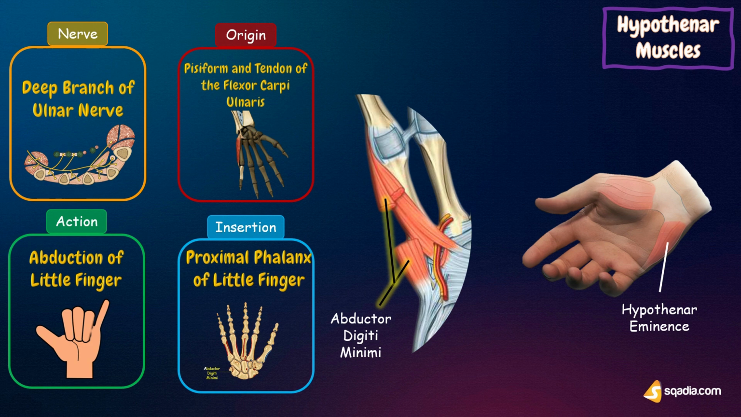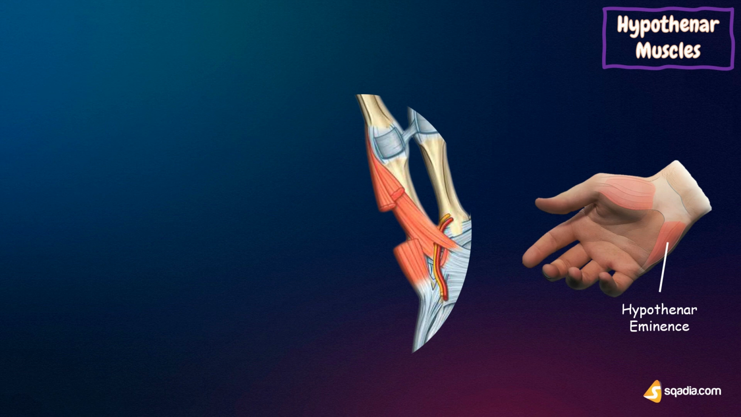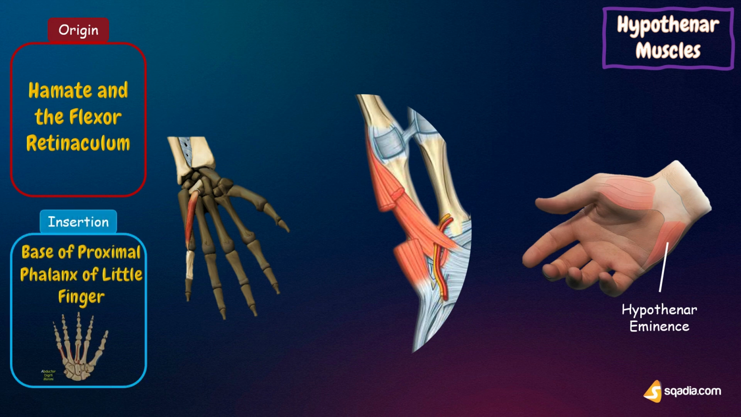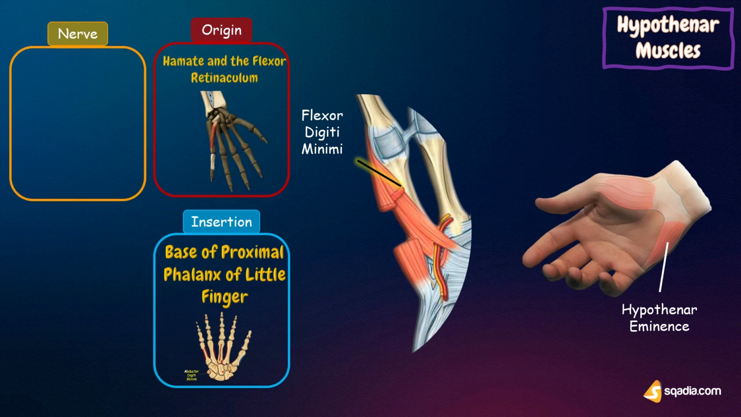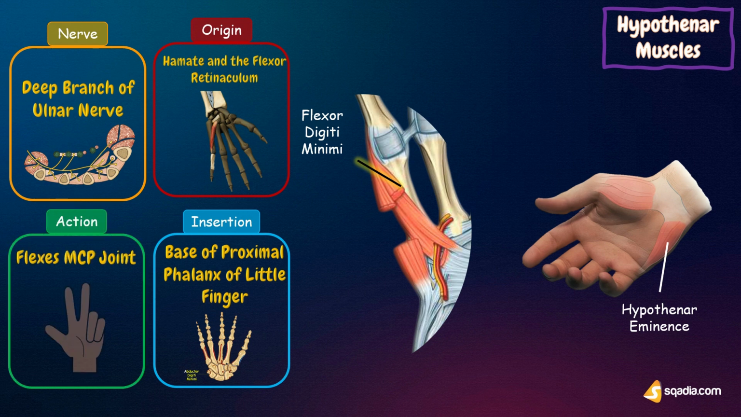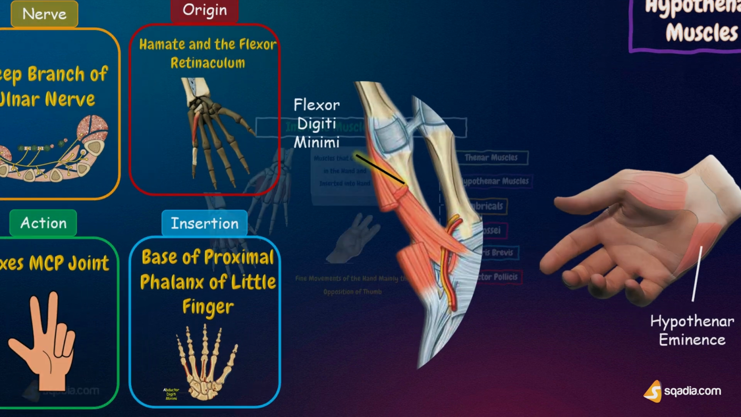The third hypothenar muscle is the flexor digiti minimi brevis. The flexor digiti minimi brevis muscle is lateral to the abductor digiti minimi. It originates from the hook of the hamate bone and the adjacent flexor retinaculum and inserts with the abductor digiti minimi muscle into the medial side of the base of the proximal phalanx of the little finger. The flexor digiti minimi brevis flexes the metacarpophalangeal joint and is also supplied by the same nerve. That's all about the three muscles of the hypothenar.